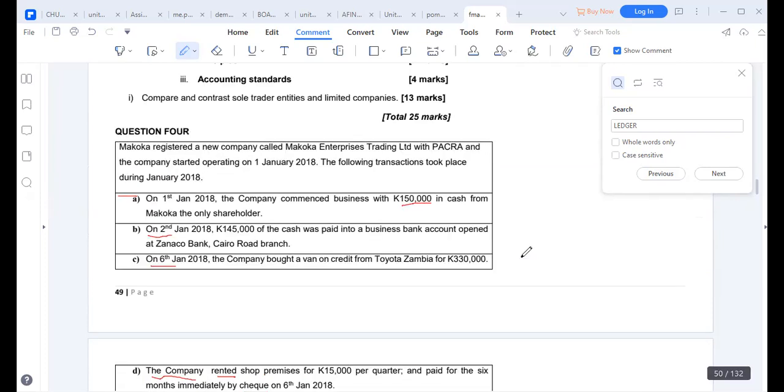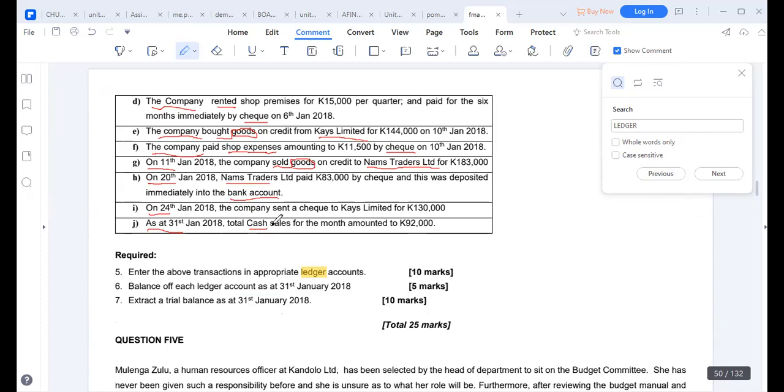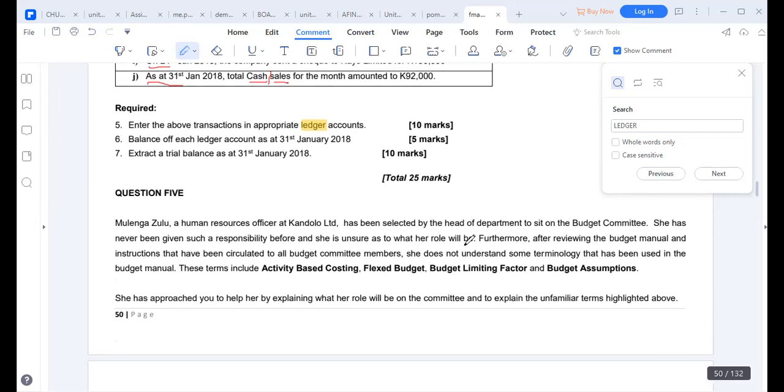I lost network. What are the two accounts identified on the last one? Yes, we have got cash and sales. Cash sales, so you just break it into two. Cash is an account and sales is an account. Whenever you are selling, sales is always a giver, and cash is always a receiver. Okay? So that's how you move with it. Any question?